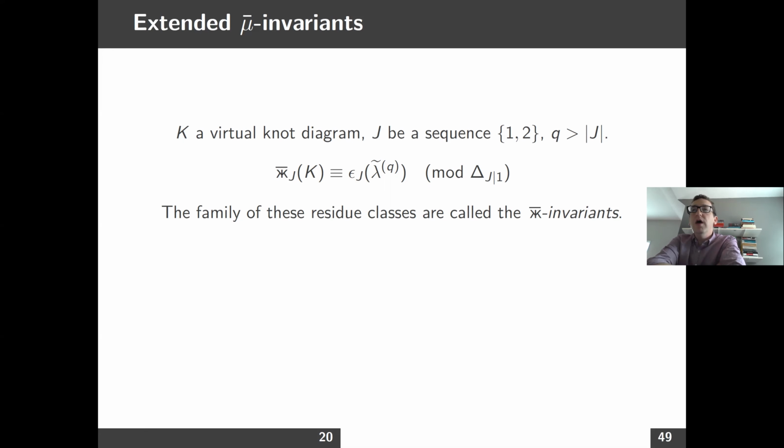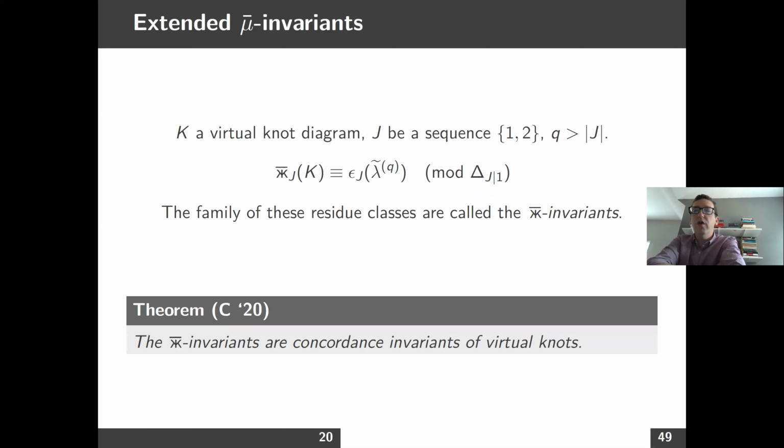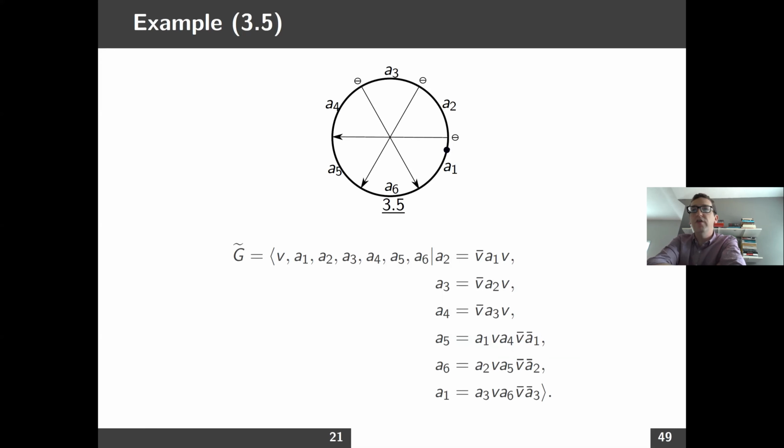Okay, so when you take these coefficients, we call these the J-bar invariants. And again, I'll tell you what this J means and how it can be interpreted a little bit later. And these are all concordance invariants of virtual knots. All right, let's just do a quick example of how these are computed.